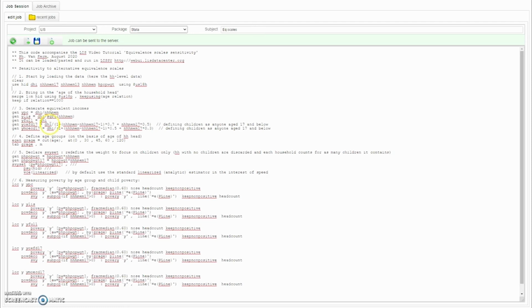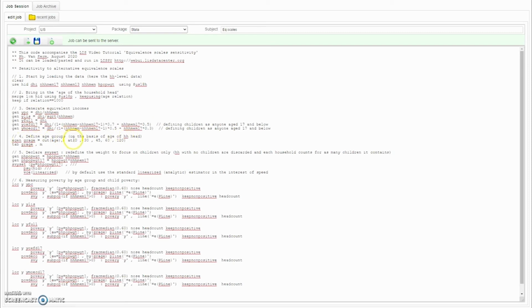So here we divide total household income by 1 plus the total number of people in the household minus the children, here defined as people of age 17 and below, minus 1, times the weight of 0.7, plus the number of children with a weight of 0.5. That's the Oxford scale, and the OECD scale is defined exactly in the same way, except that we are changing the 2 values here, the weight of adults and the weight of children. There's no more to do than this to define those equivalent incomes.